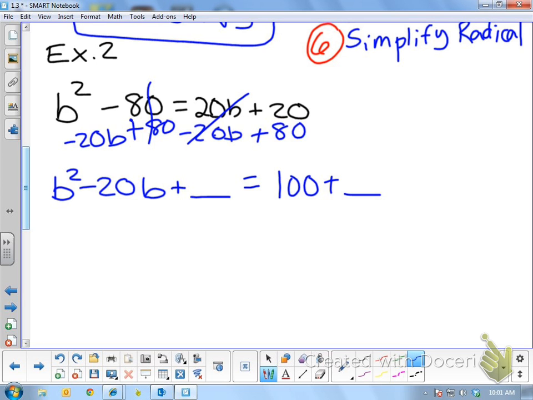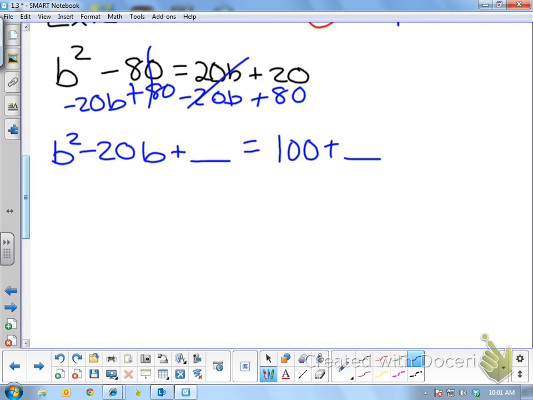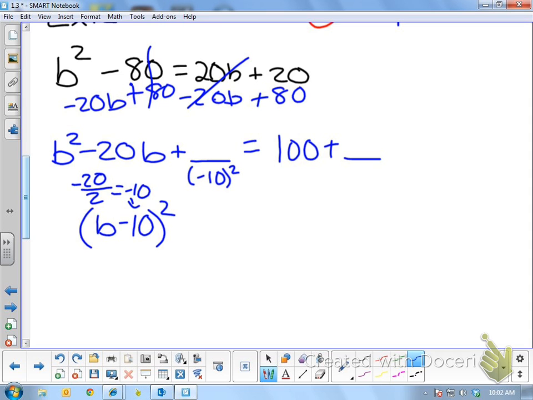So then we had to do our completing the square process. We take our middle number, 20, and what did we do to the 20? Divide by 2 first, then square. Put that number in our perfect square binomial. So the negative 10 went down there. And then we square it to get the blank spot. Negative 10 squared is 100.